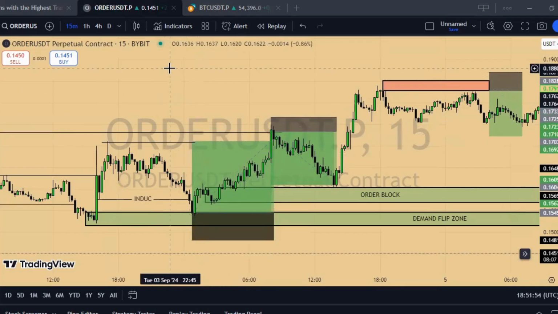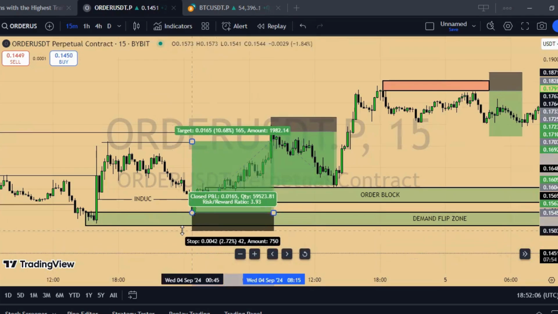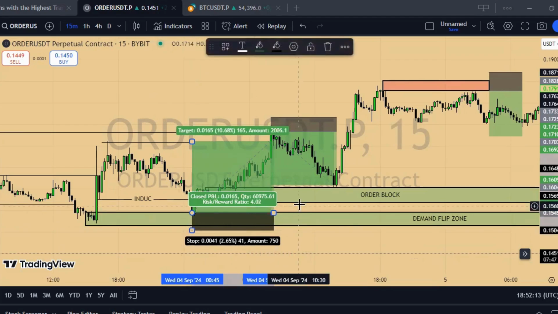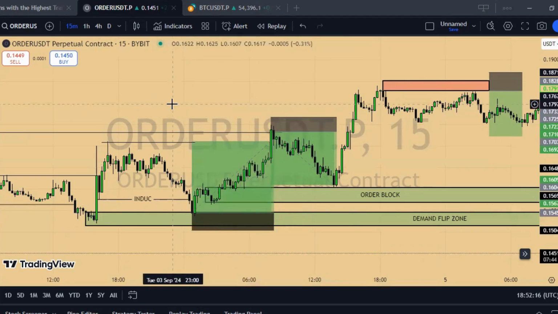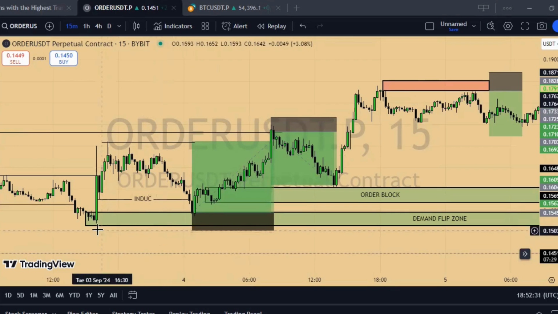Moreover, where you place your stop loss is very, very important. Your stop loss should be at least a little bit below the low, so that in case price comes down to this zone, you won't be taken out. That is why my stop loss was placed right below this low here.